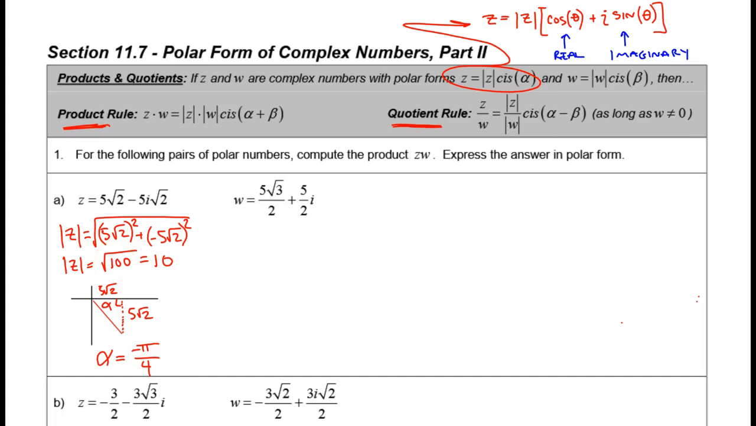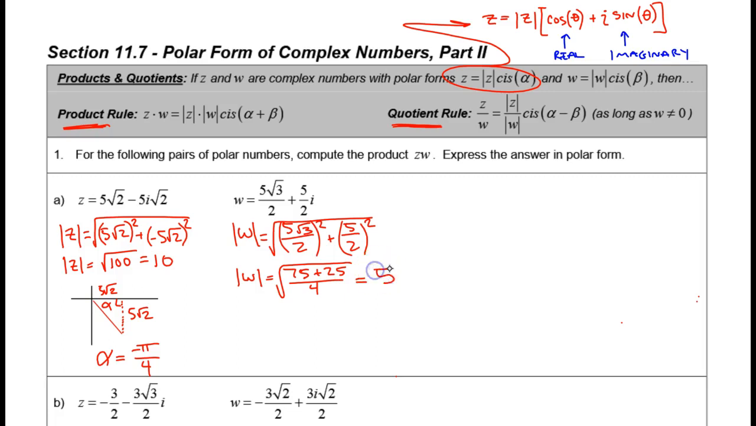Let's take a look at w. For w, we'll do the modulus first. That's going to be the square root of 5 root 3 over 2 quantity squared plus 5 halves quantity squared. So 5 squared is 25 times 3, it's 75 plus 25. We're going to have 75 plus 25 all over 4. Got to take the square root. Let's see, that's going to be 100 divided by 4. That's 25, so the modulus of w is going to be the square root of 25, which is 5.